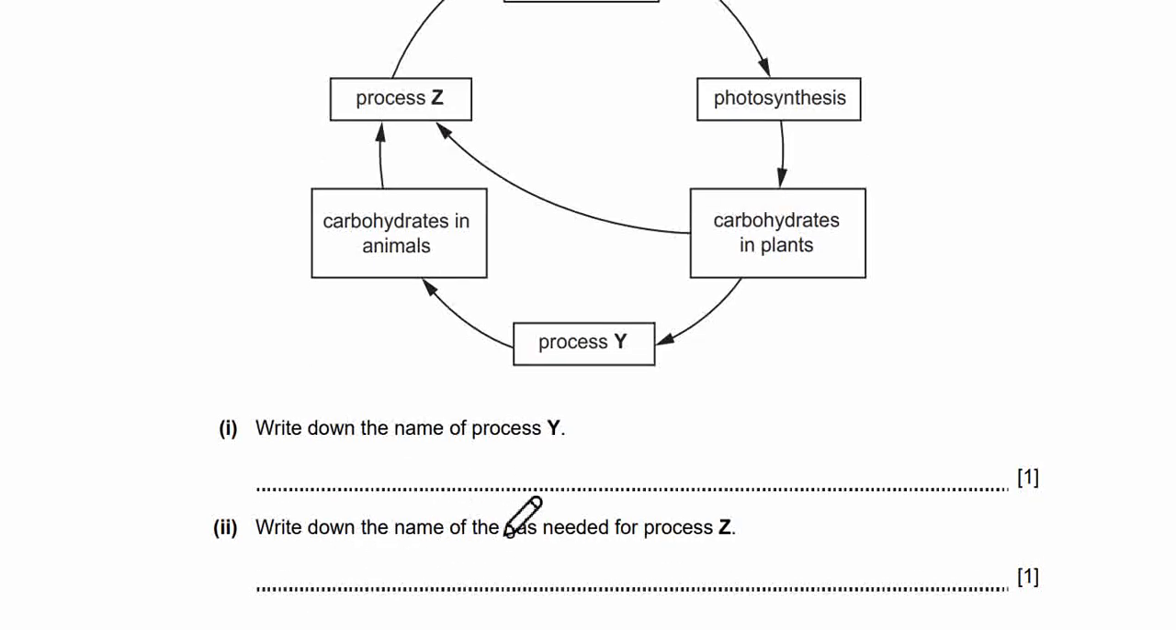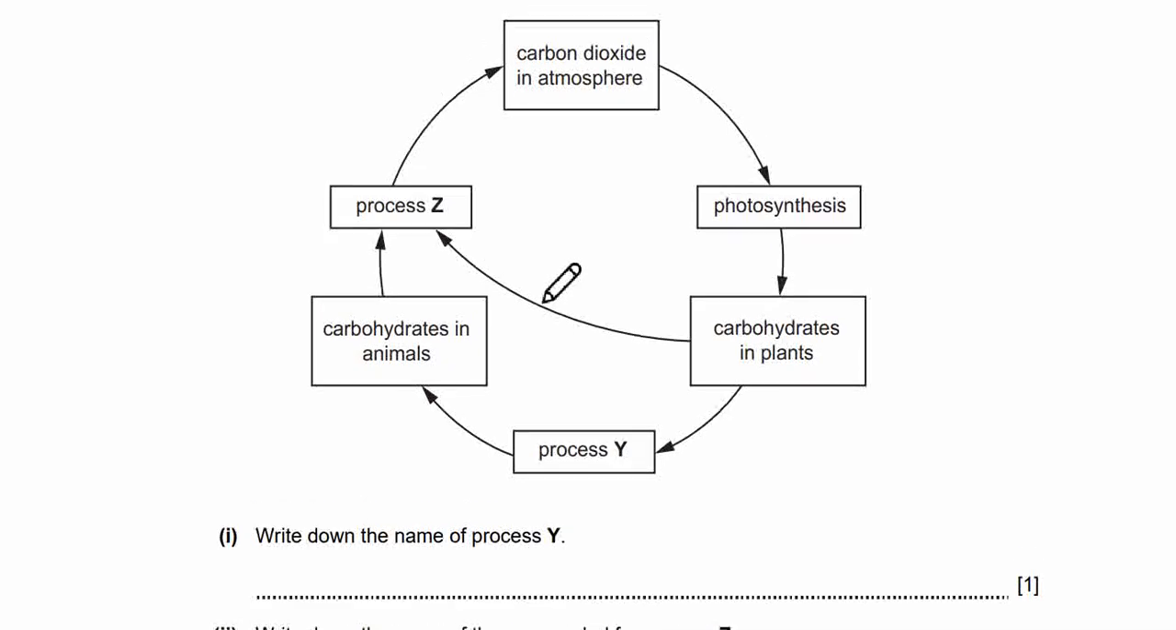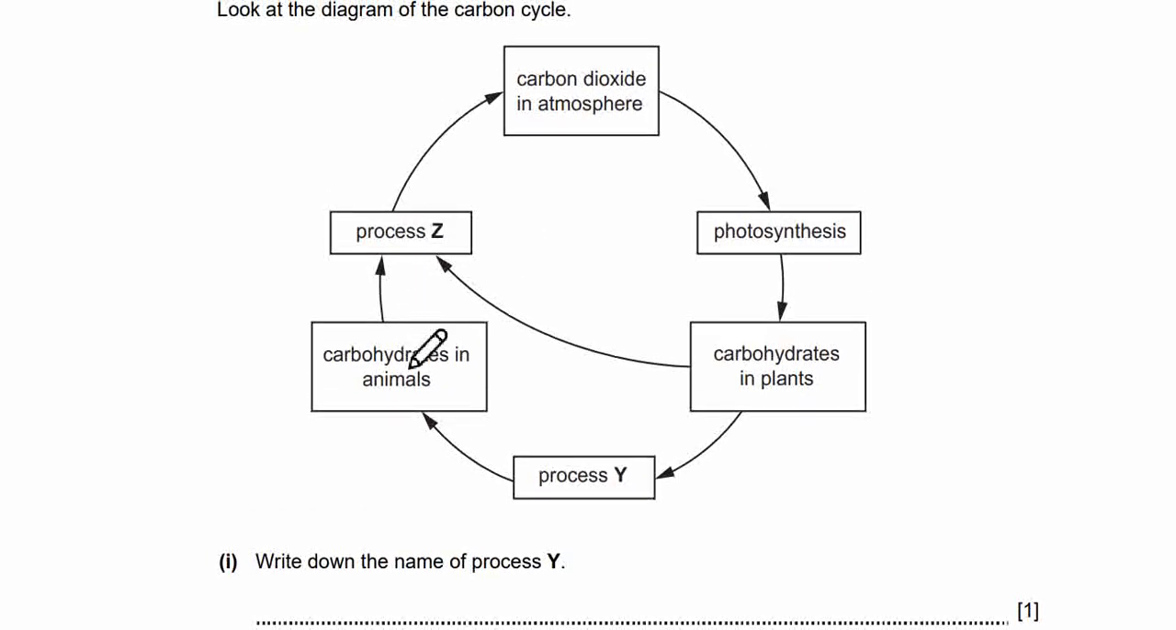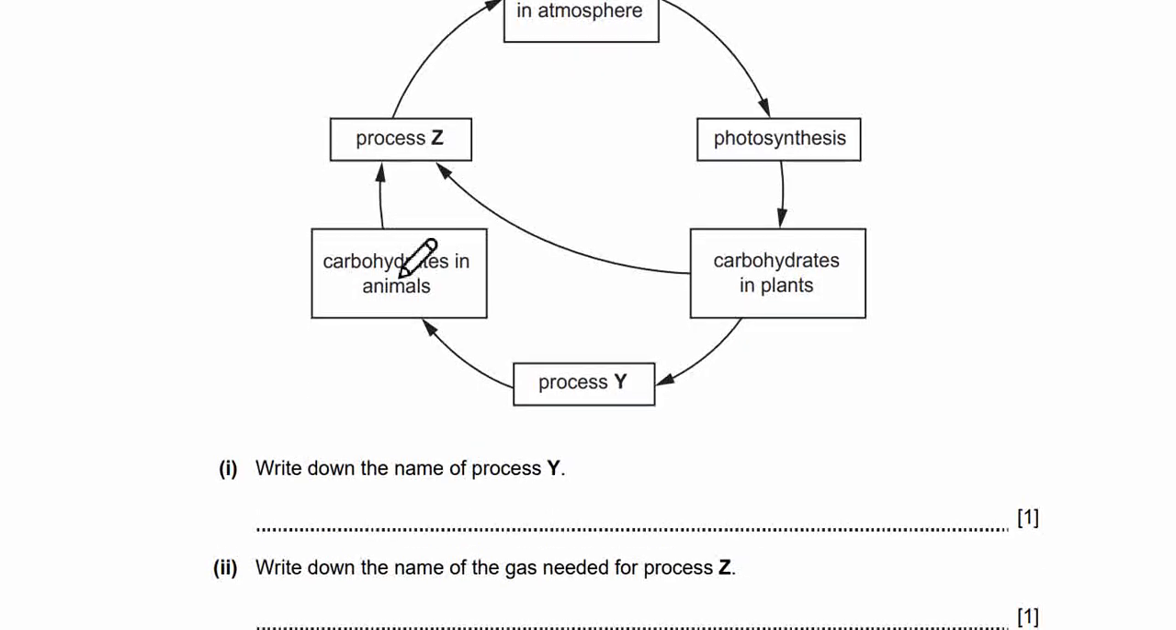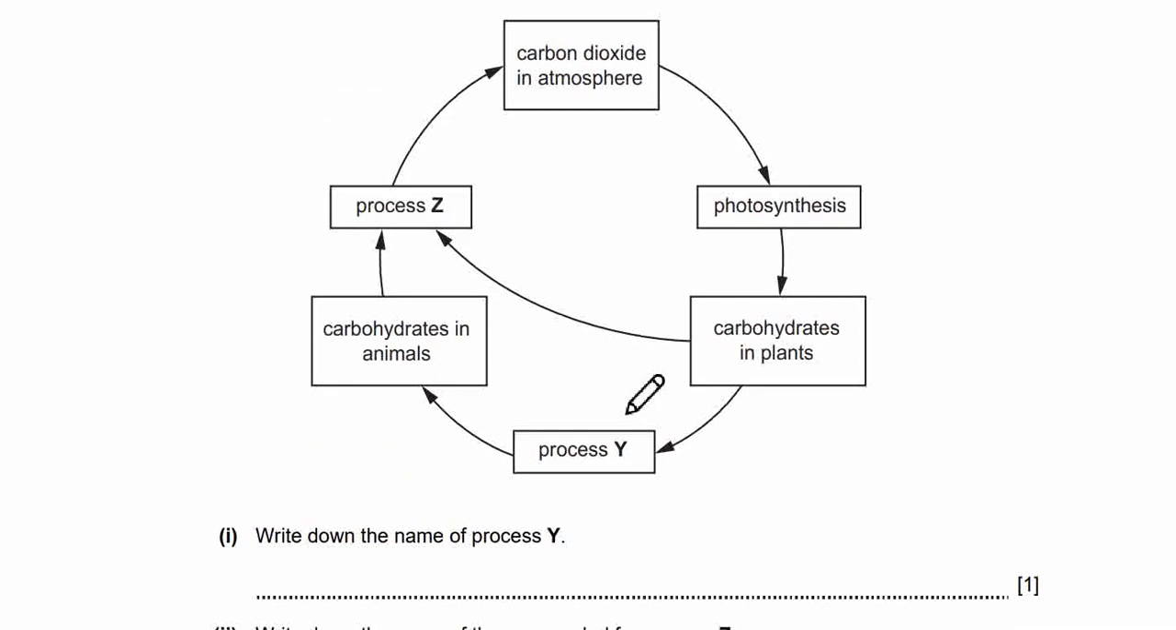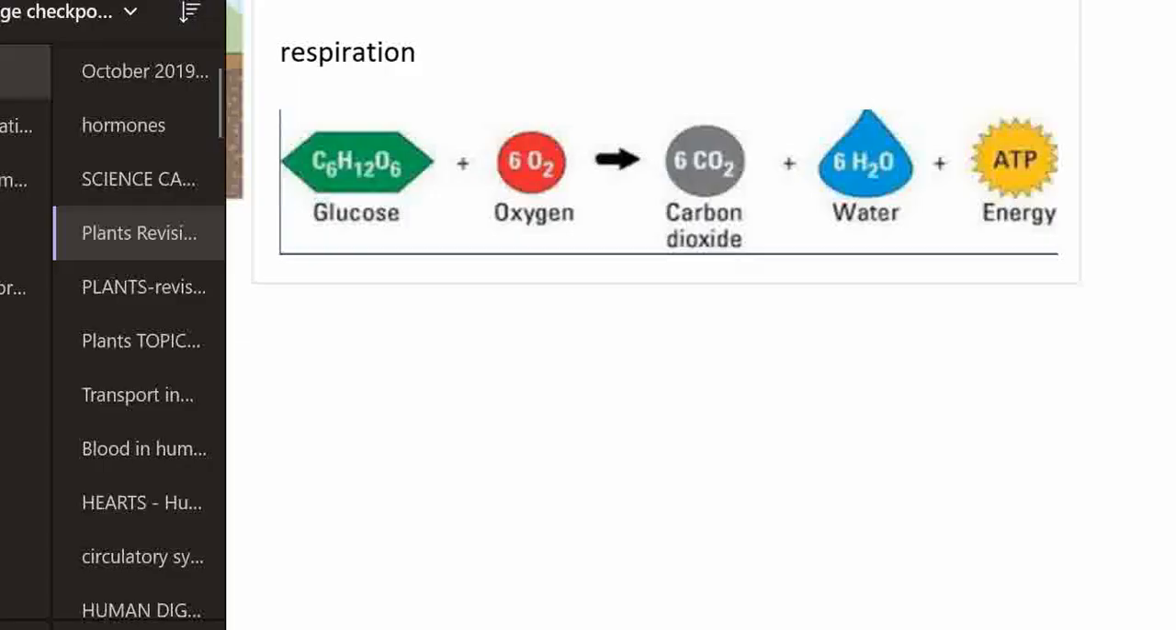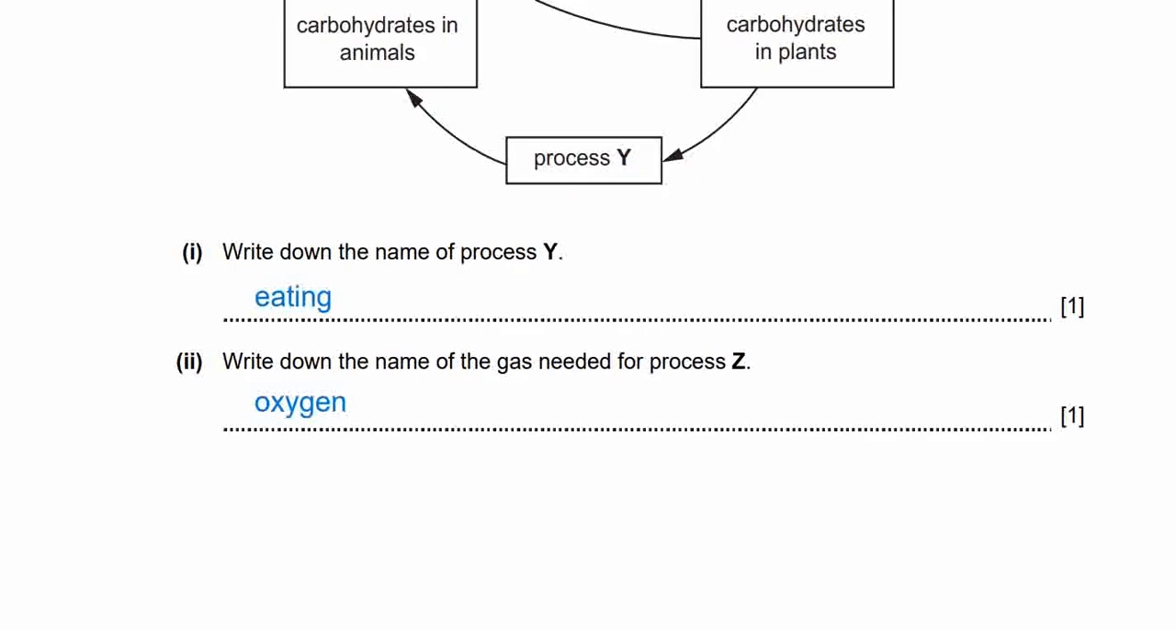Next, write down the name of the gas needed for process Z. Process Z here is from carbohydrate in animals, through the process of Z, converted into carbon dioxide in atmosphere. I mean, this is a process of respiration. So the name of gas needed for respiration is oxygen. If we can see the respiration equation, glucose plus oxygen will produce carbon dioxide into the air. So here we go.